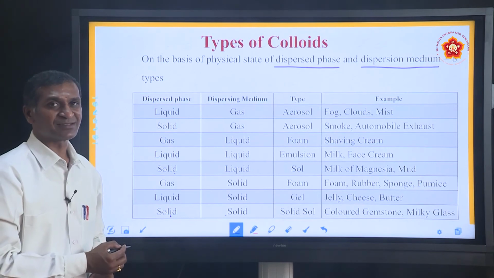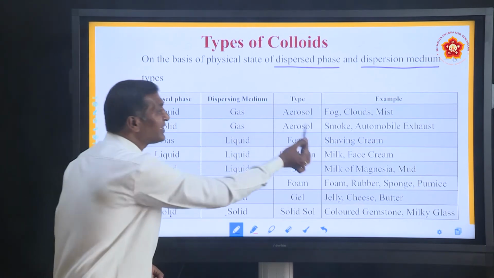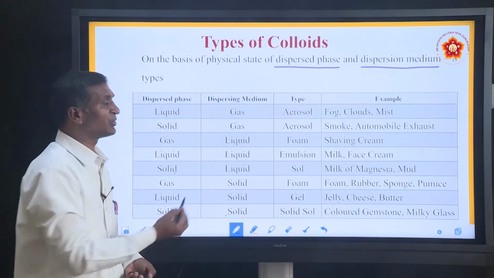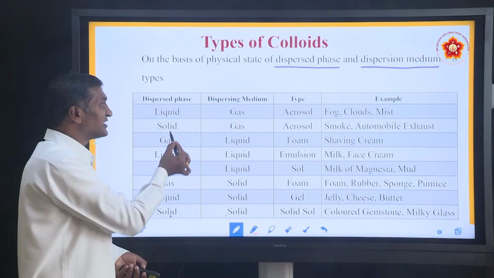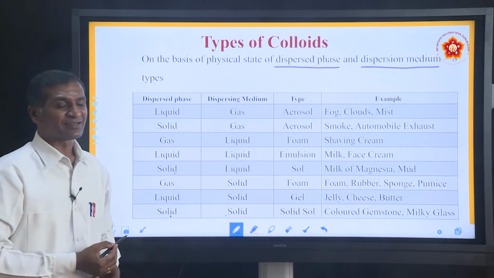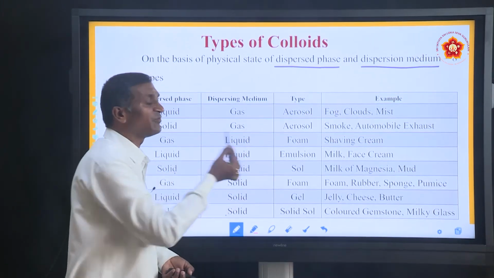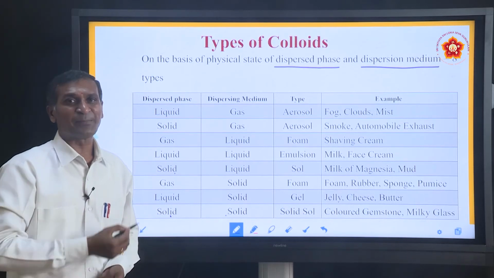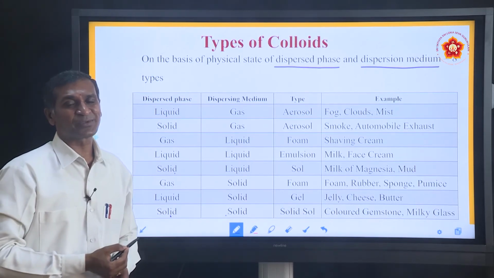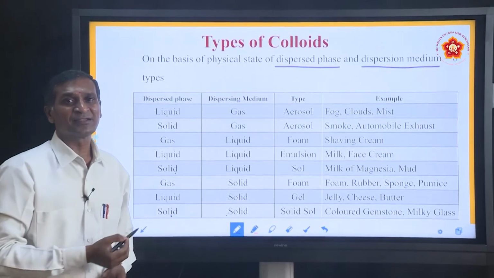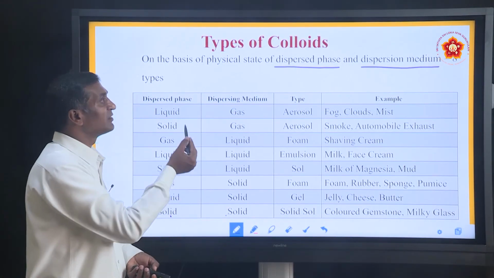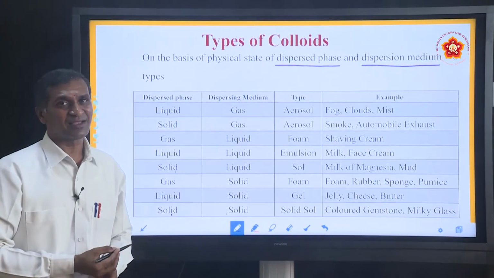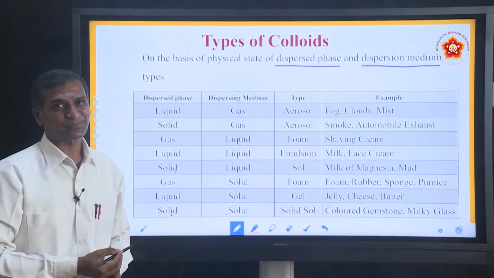Dear students, by seeing the examples, you should understand which is the dispersing medium and which is the dispersed phase. Finally, the type will be known. By practice, you can become perfect at knowing the types of colloids on the basis of the dispersed phase and the dispersing medium.